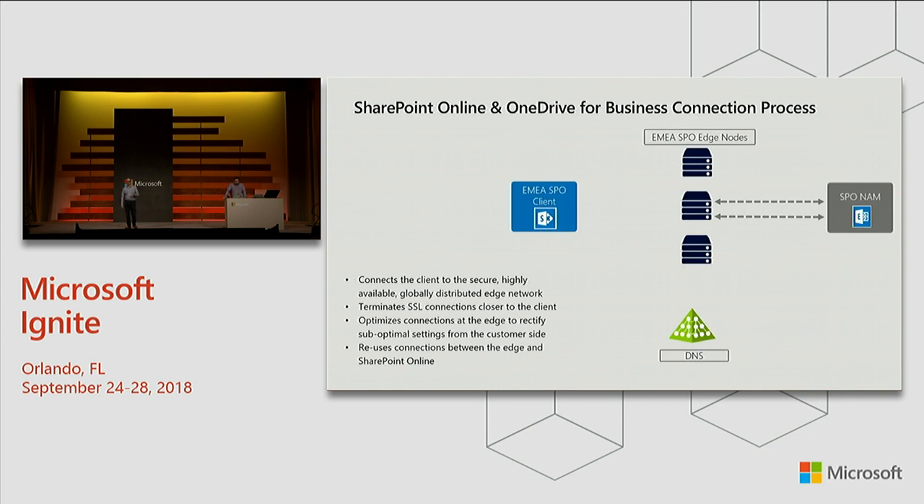So visually, what does this look like? We have a client that wants to use a SharePoint team site as an example. And that user is somewhere in EMEA. Their tenant is in North America. So the first thing they're going to do when they try and connect to tenantname.sharepoint.com is go to DNS. What are they going to get back?